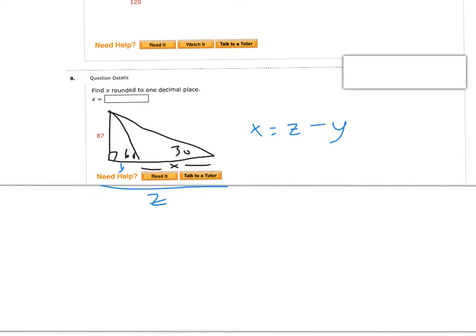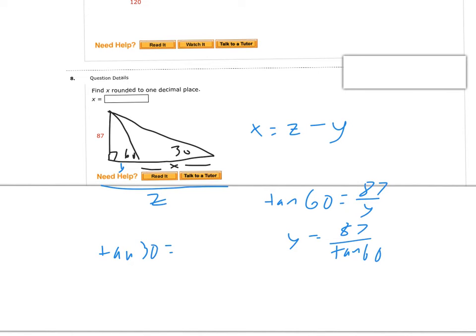And I kind of just, once again here, just like the last question, made up y and z to help me overall. And so I can find y by saying tan of 60 equals 87 over y, which means y is 87 over tan 60. And then I can find z by saying tan 30 equals 87 over z, because you can see from 30, it's kind of looking at this big triangle, and therefore this is the opposite, and then all of z is the adjacent. So for that, I can find z kind of the same way, and then x is just the difference between those two.